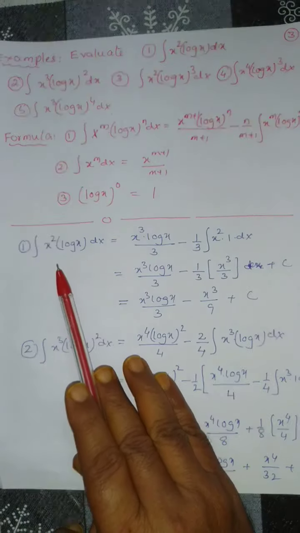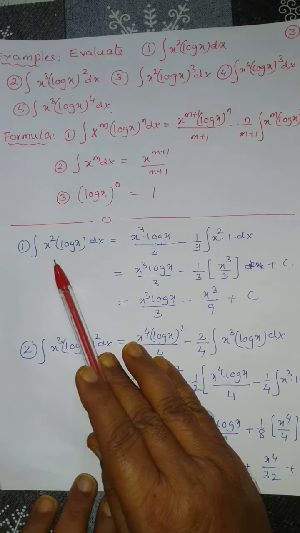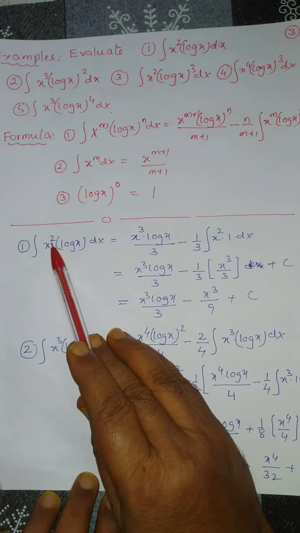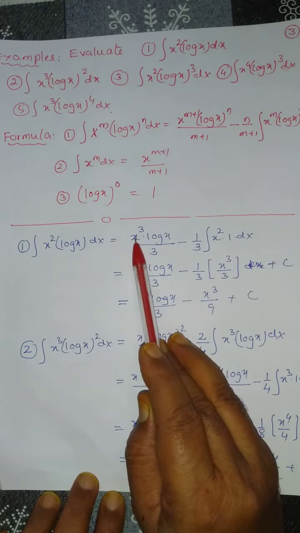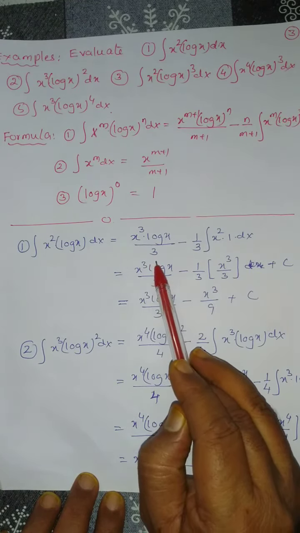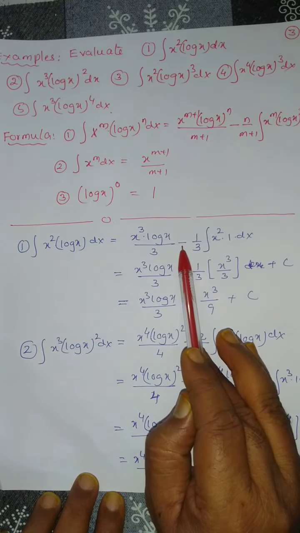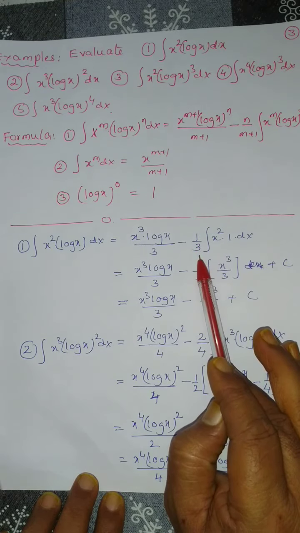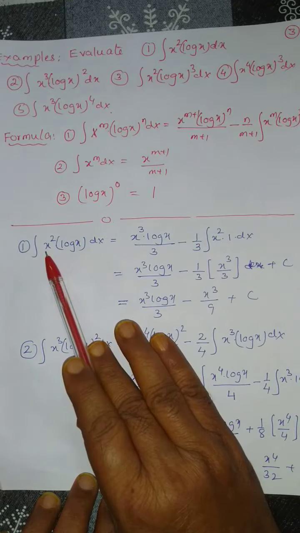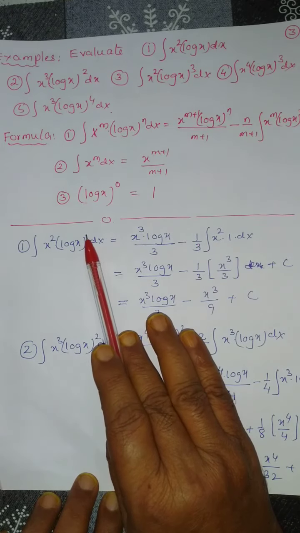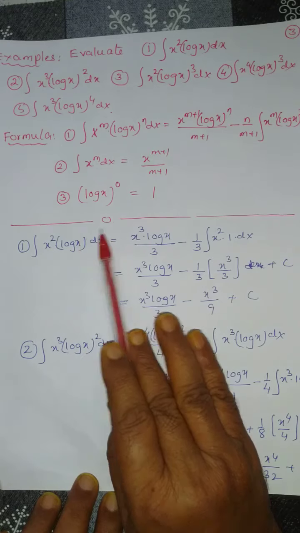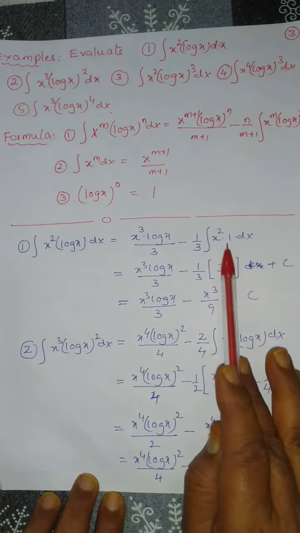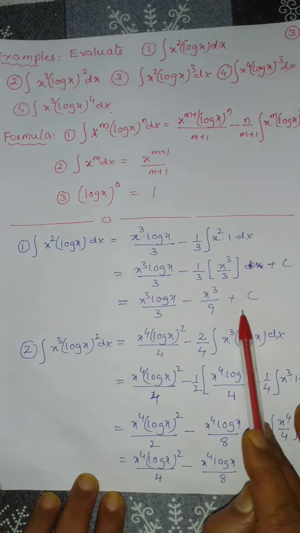These are the examples, and under them the first one is x square log x raised to 1. So here m is 2, n is 1. Therefore x raised to 3 divided by 3 log x as it is, minus n by m plus 1, n is 1, divided by m plus 1, into the integral of x square as it is, and log power becomes n minus 1, that is 1 minus 1 is 0. Log x raised to 0 is 1. So this is simply the integral of x square, x cube divided by 3. This is the final answer.